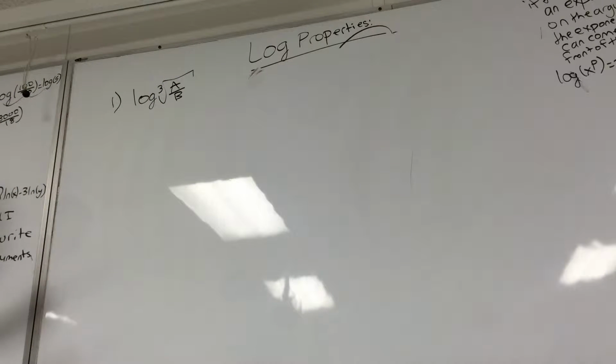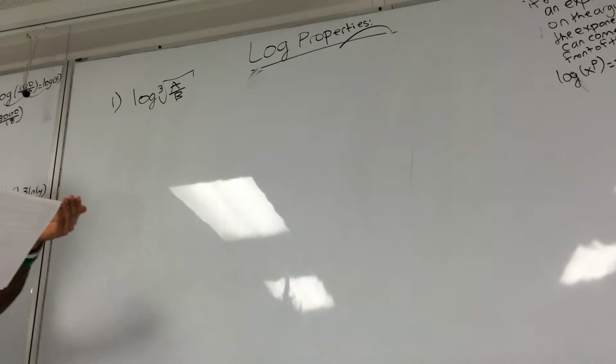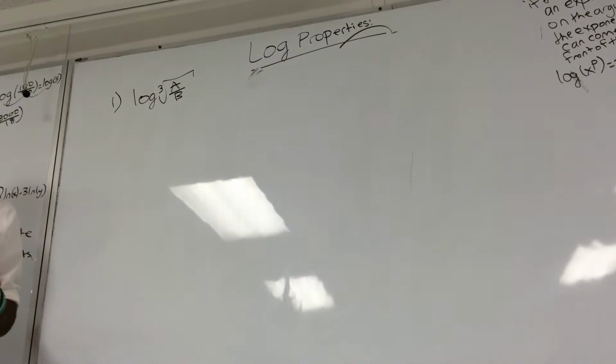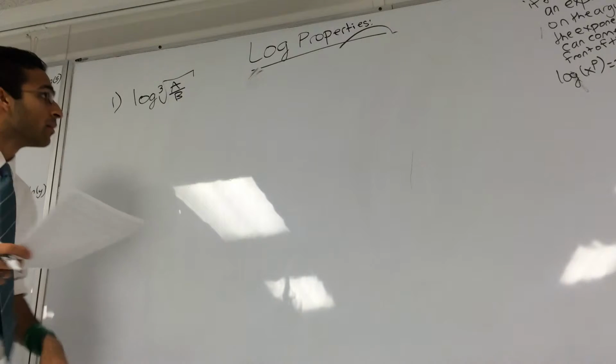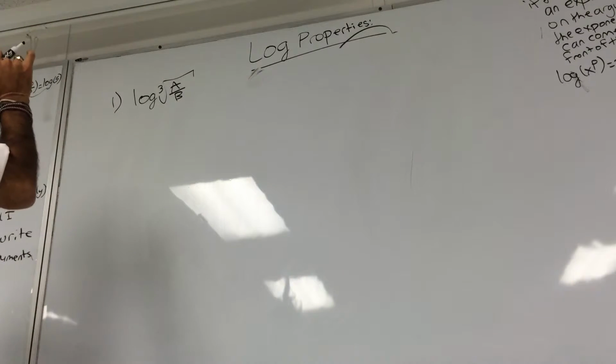Okay. And the directions say, expand the following expressions so that there's only one number or variable inside each logarithm. I'm doing problem number one. So, okay, how am I going to do this?